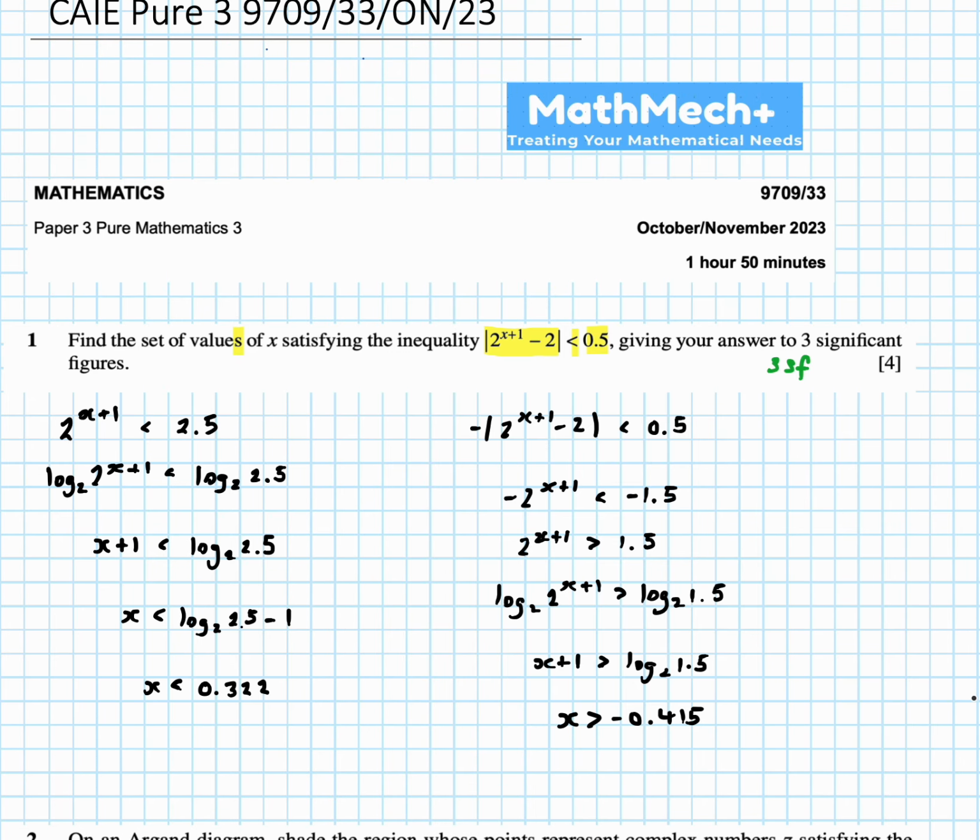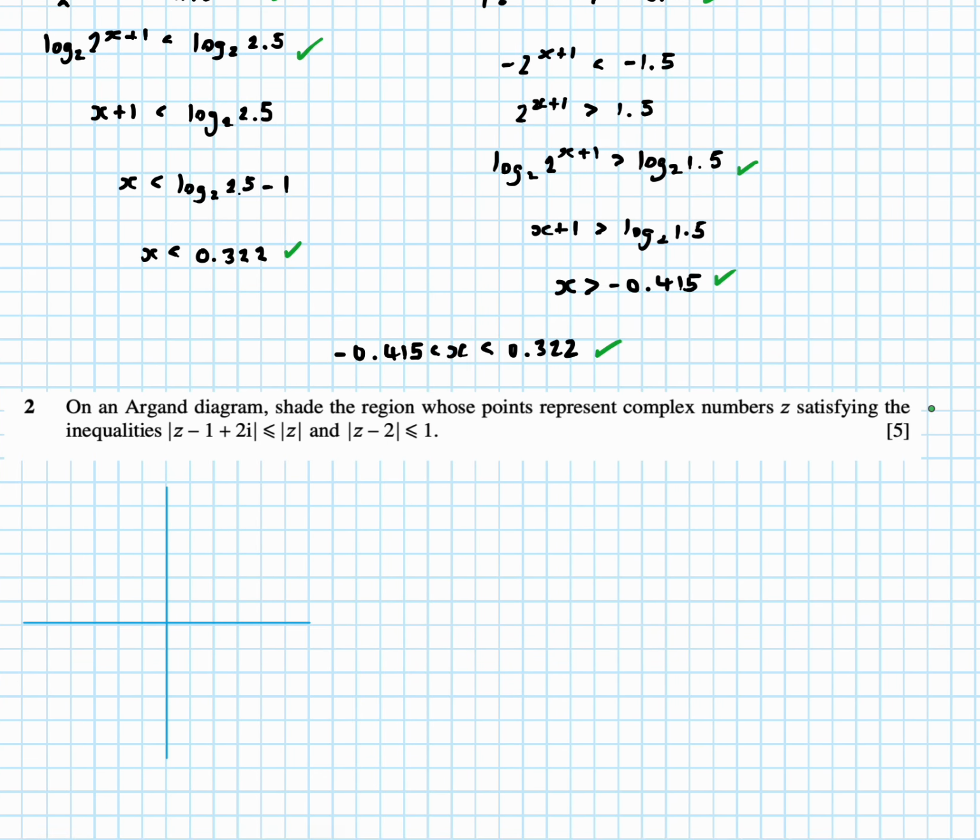So we would write out our range now. So our range was minus 0.415, less than x, less than 0.322. Okay? That's the first question for 4 marks with logs and modulus. So we've 11 questions, I believe, in this.